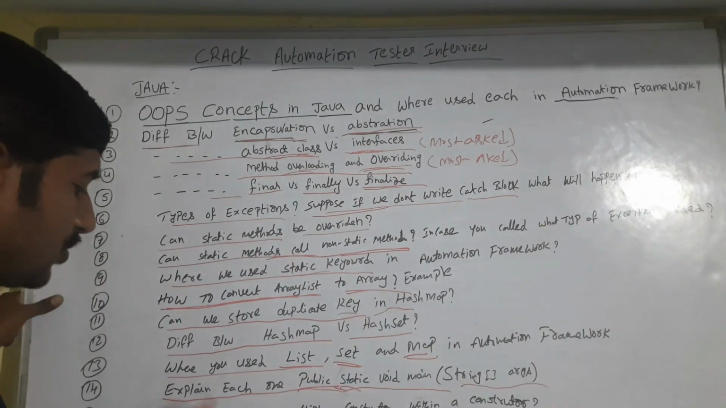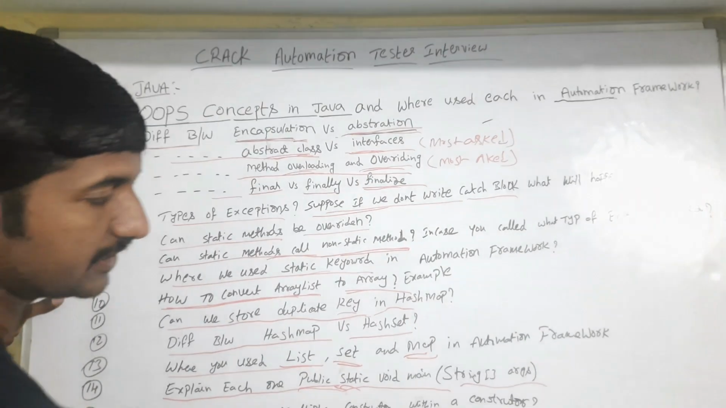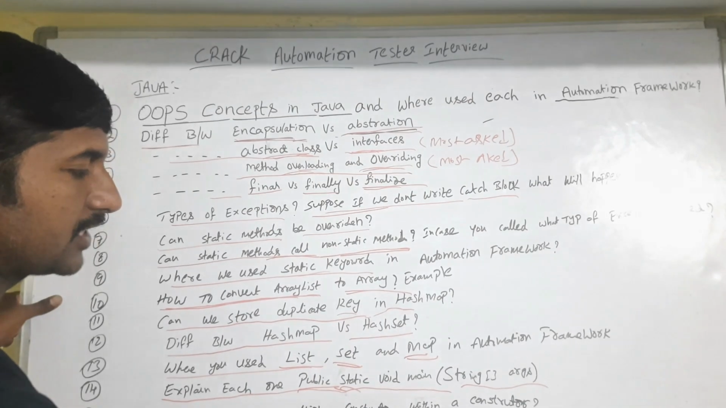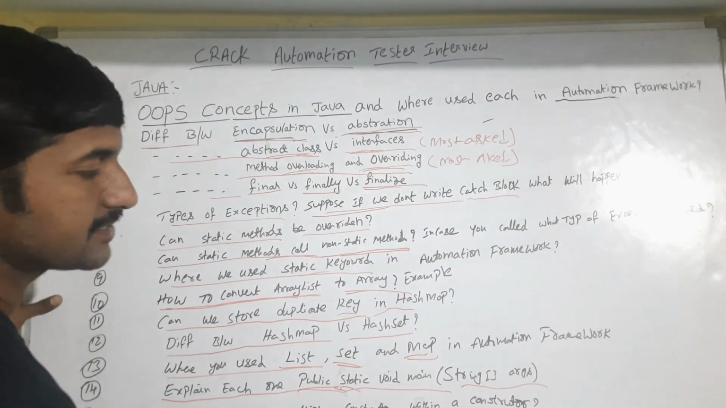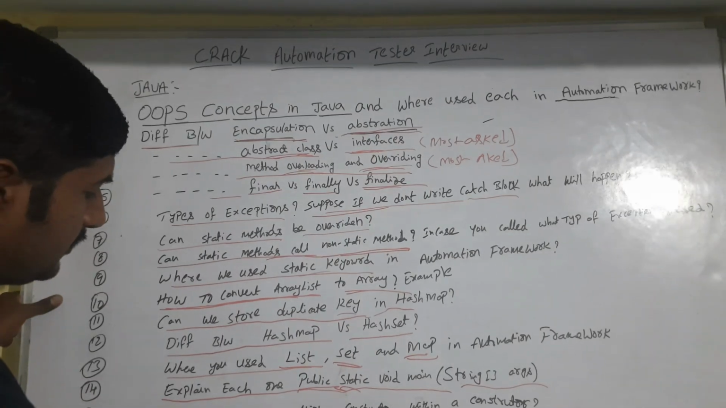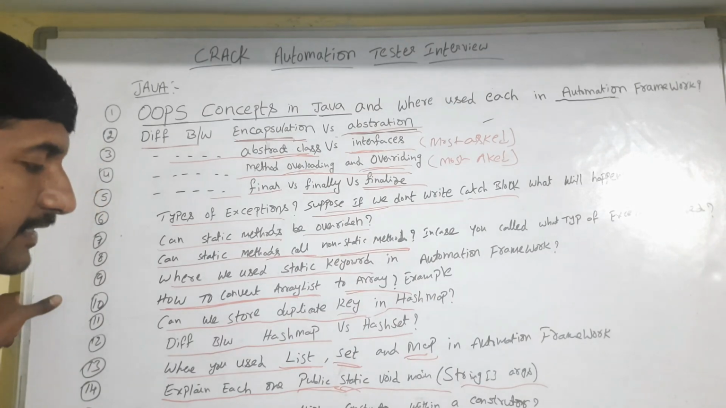Next question is, can you call multiple constructors within a constructor? In which scenario can we call multiple constructors within a single constructor? This question might also be asked, chances are there: what is the IS-A relation and HAS-A relation?